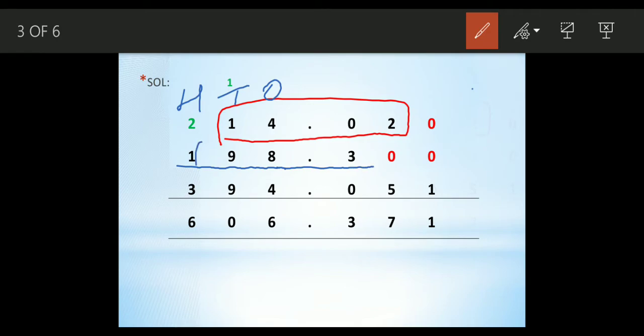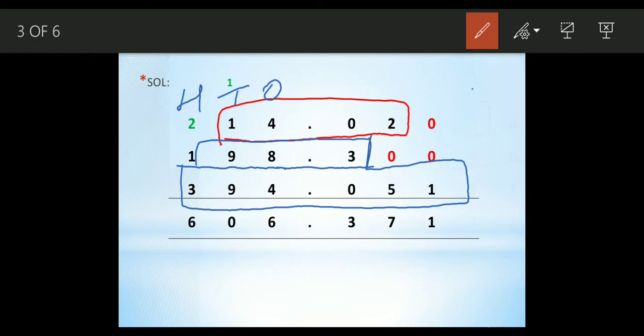198.3 is my number, so I'll write 198.3 as it is. I'll explain why I have given a 0 here at the end at the last point. Now I have written 198.3. Now the third number is 394.051, so I've written 394.051. So I've written all the numbers.